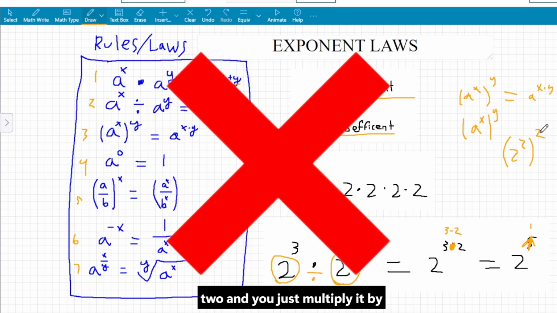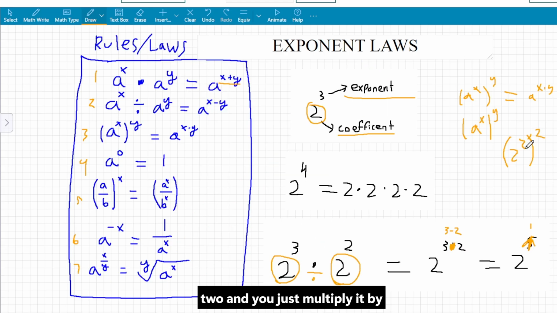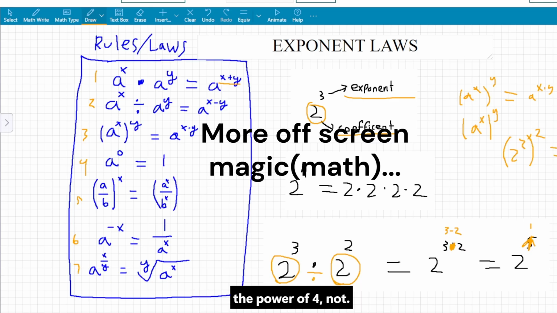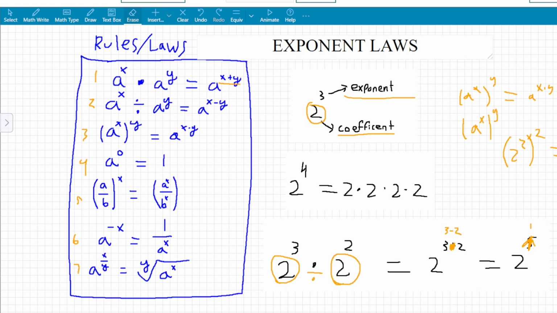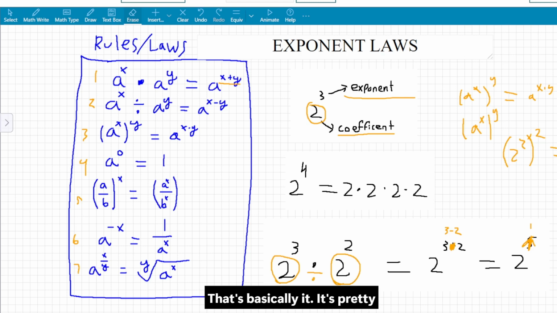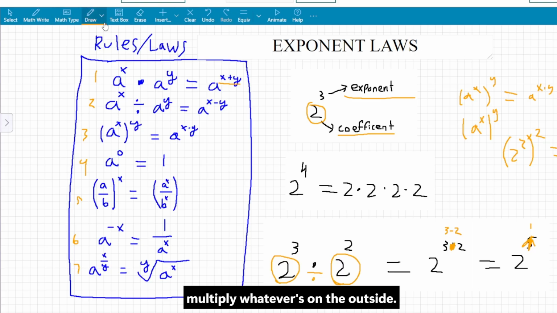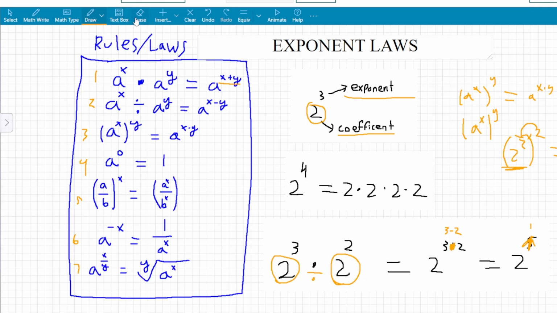Instead, you take this 2 and you just multiply it by the inside exponent, giving us 2 to the power of 4, not 4 to the power of 4. That would be wrong. That's basically it. It's pretty self-explanatory as well. You just multiply whatever's on the outside by the inside, and you keep the coefficients the same.